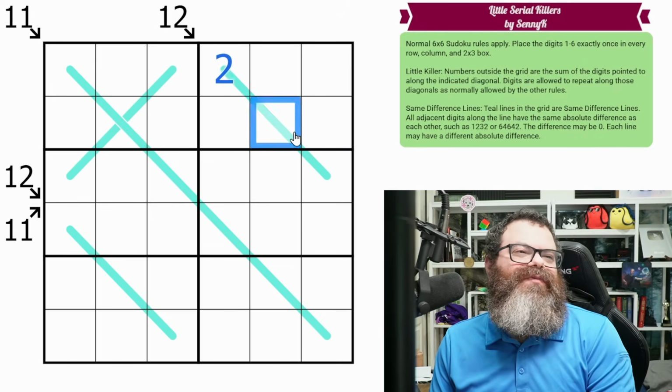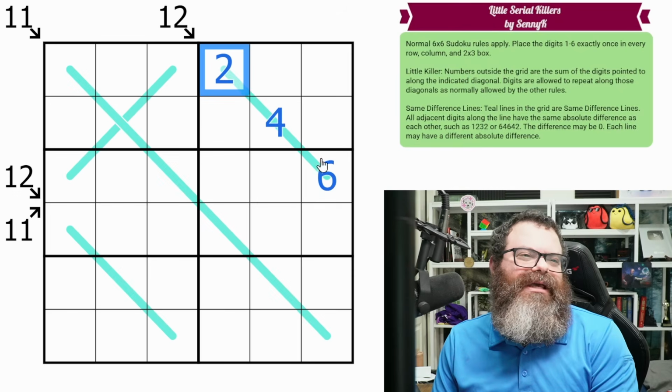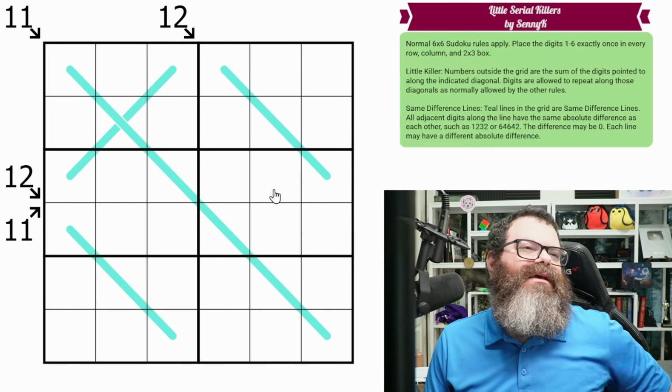So if this was 2, 4, that's a difference of 2. This could be 2, again, that has a difference of 2, or it could be 6, because those have a difference of 2. What I can't do is like a 5 here, because that's difference 1, difference 2. Those don't match. All right.